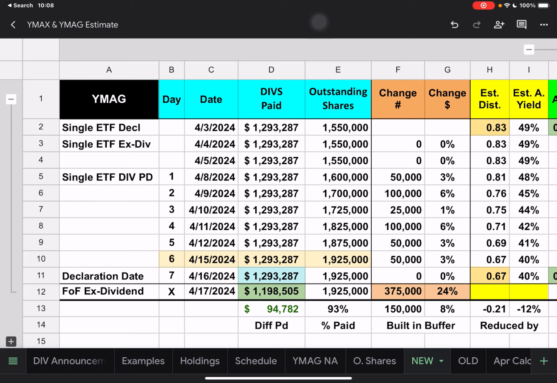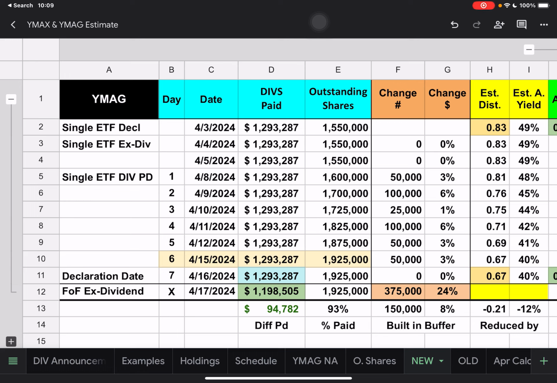And just to show you a little bit of data here, on line 13, the $95,000 in green means that this is money that they didn't pay out, right? So if we look at the dividends paid column, you can see the whole month it was 1.3 million. That's the amount of dividends they received.